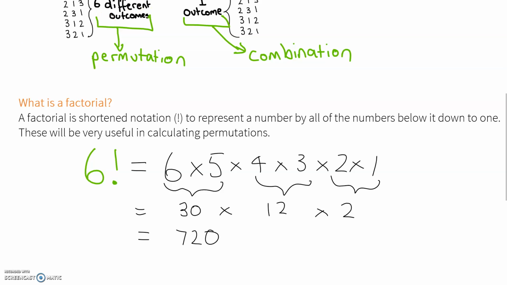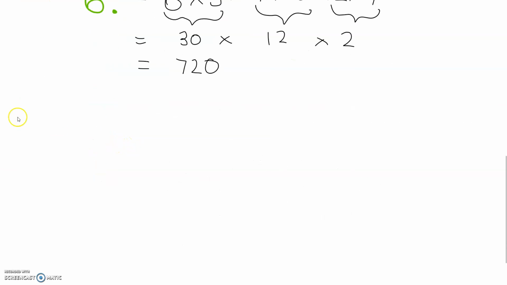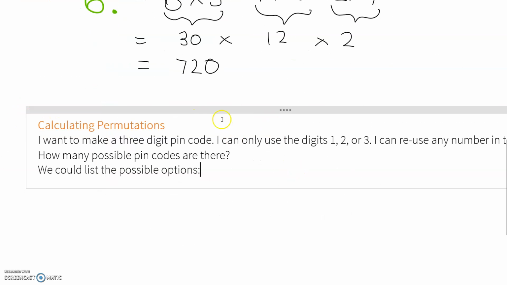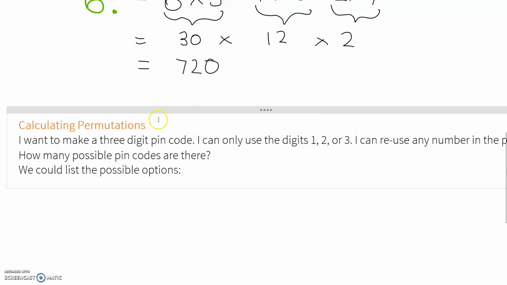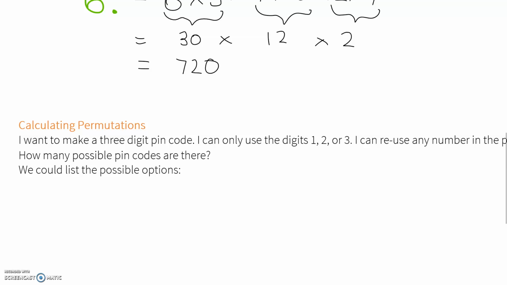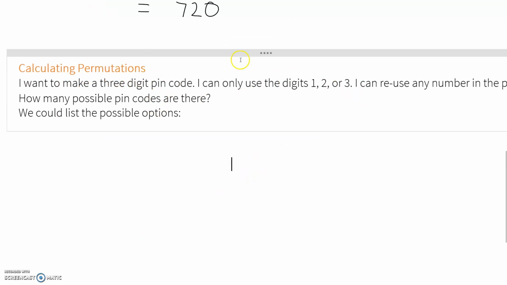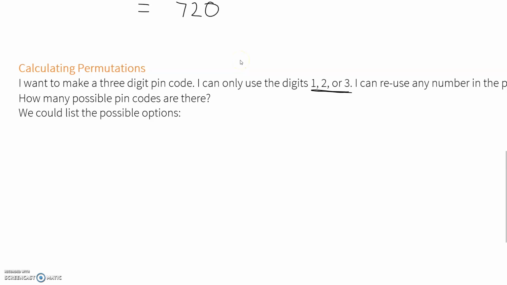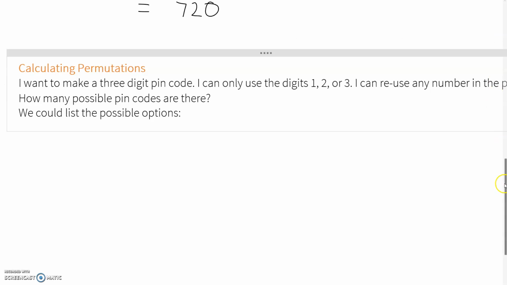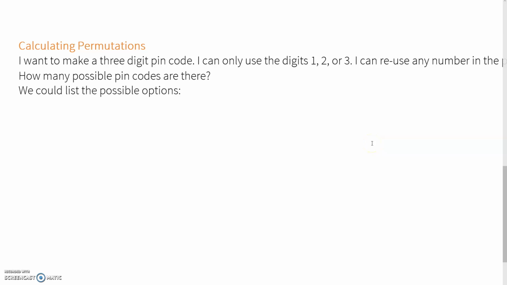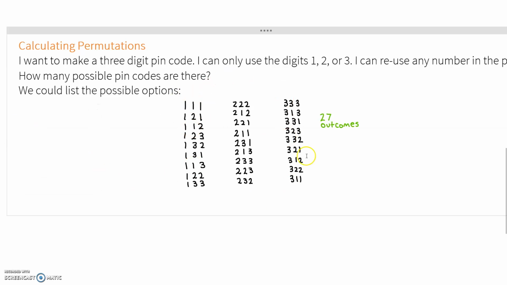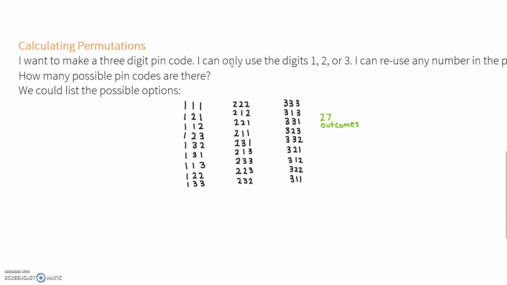All right, so let's actually have a go at calculating a permutation. The situation we're going to discuss first is a 3-digit PIN code. That's like a code you put in to access bank accounts or money, something like that. I want to know how many possible PIN codes there are if I can only use the numbers 1, 2, or 3. The reason we're limiting it now is so that we can visualize all of the outcomes first before we start doing calculations for bigger numbers. So we could list all the possible options, and here's one I've prepared earlier. These are all the different possible outcomes with 3-digit PIN codes with the numbers 1, 2, and 3. There's 27 in total.